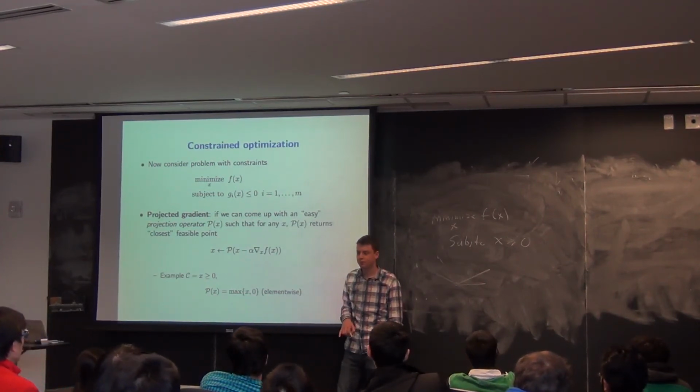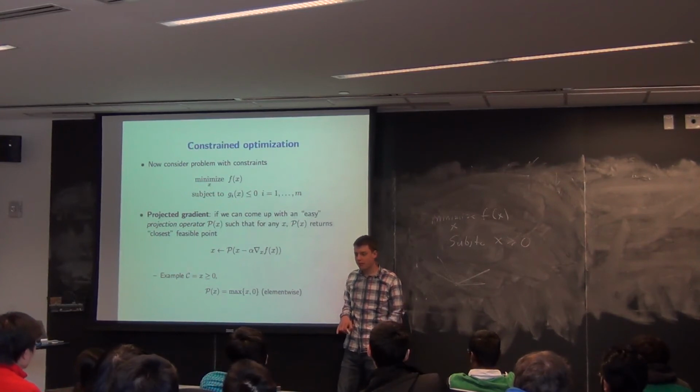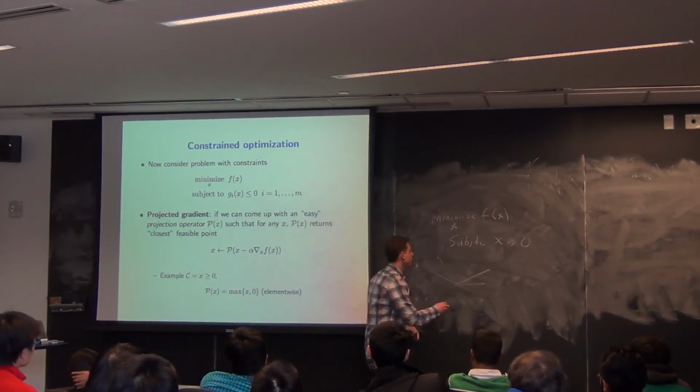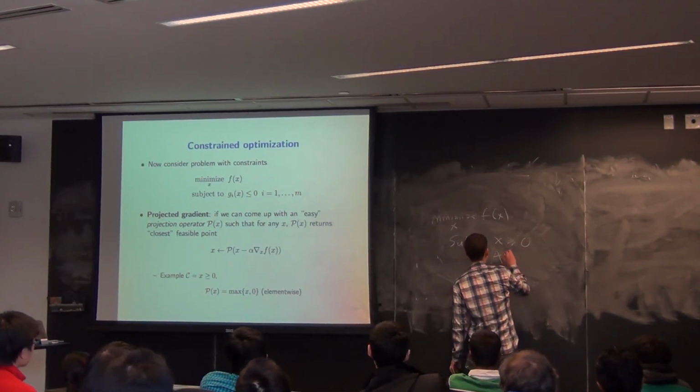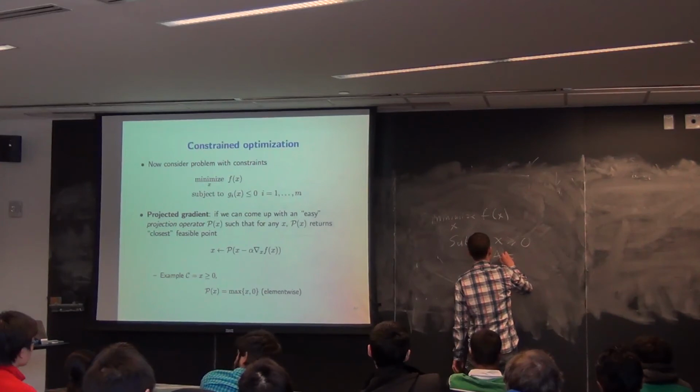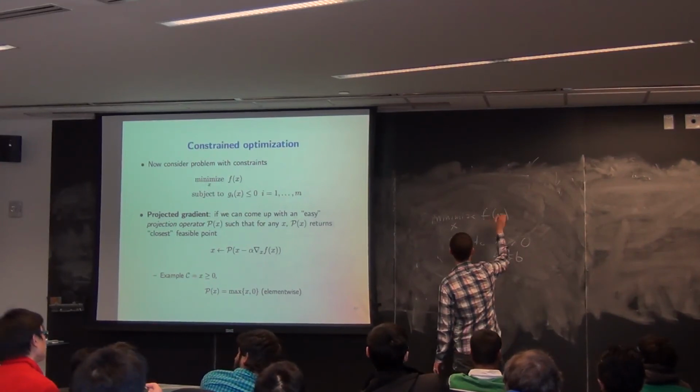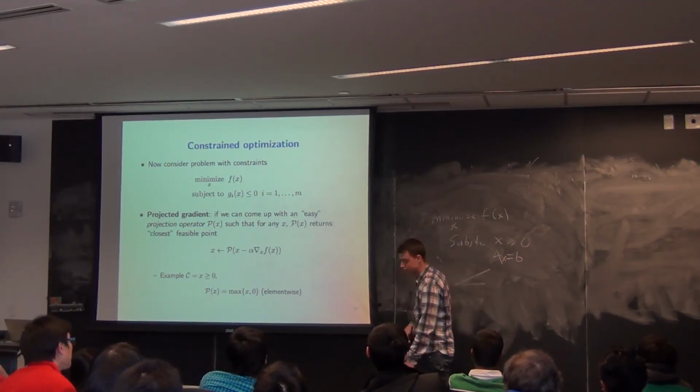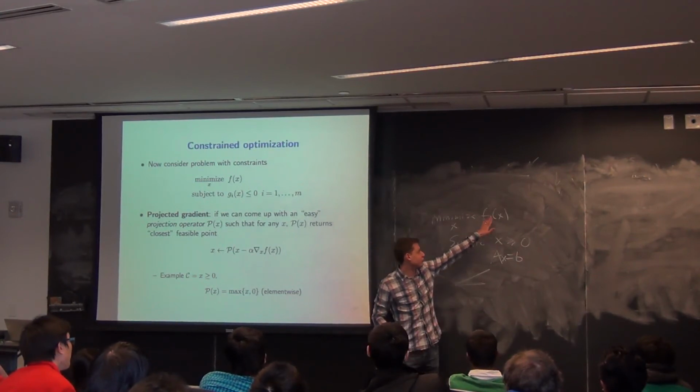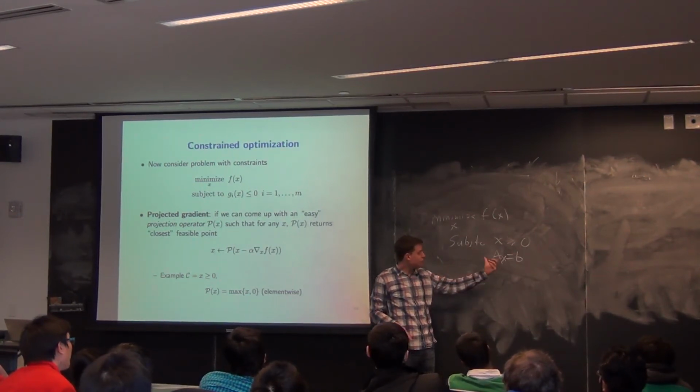Now you can't always do that. It's actually sometimes very hard to find a projection operator. So for example, if I had a linear program here, if this was just a linear term here, now my constraint set is this thing.